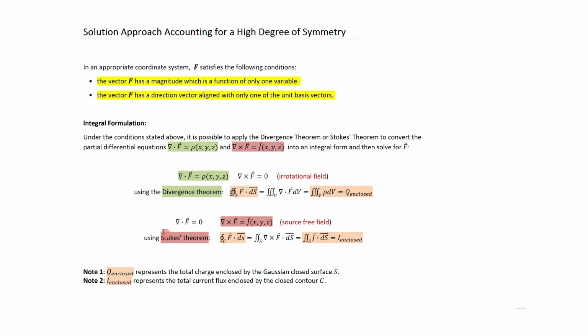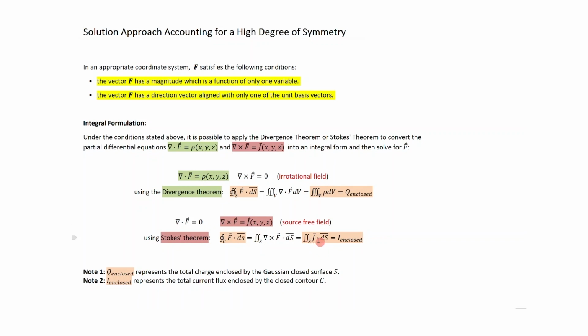If, on the other hand, we're dealing with a source-free field, the divergence of the field is 0, the curl of the field is J, and now we use Stokes' theorem. If I take a closed contour integral of F dot dl along the contour, this is equivalent to the curl of F integrated in a dot product with the differential surface area, which is bounded by this contour on the left. However, from the expression up here, we know that the curl of F is nothing more than J. And so we can substitute that in here.